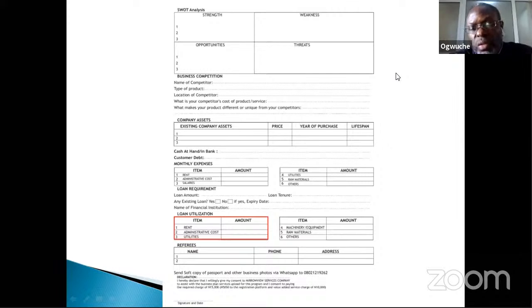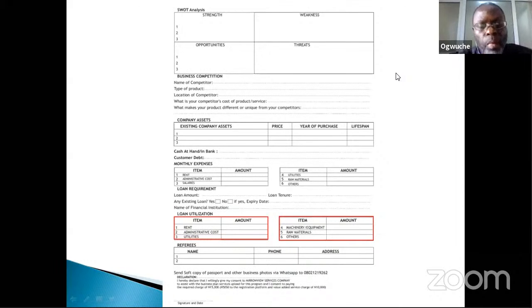Utilities, of course, your electricity bill, your water bill, and all of those things. You know how much you pay on a month-to-month basis. Raw materials, of course, in a poultry farm, you know how much you pay for feeds and the like. You know how much you pay for beds. So you are able to indicate that one for us.